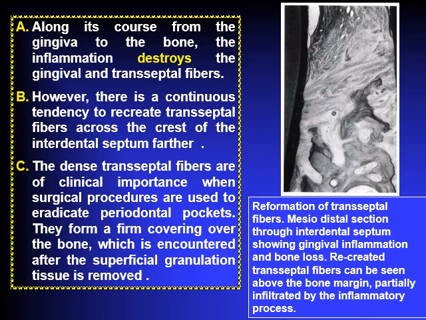When the chronic gingival inflammation spreads and destroys these fibers, alhamdulillah, there is a continuous tendency to regenerate the transseptal fibers across the crest of the interdental septum. This is a gift from Allah, because these dense transseptal fibers are of clinical importance, because they protect the underlying bone. So when you perform a flap operation and remove all the granulation tissue, when you do a surgical procedure to eradicate the periodontal pockets and remove the granulation tissue, you will be encountered by these transseptal fibers. They form a firm covering over the bone. This is the clinical significance of the transseptal fibers.